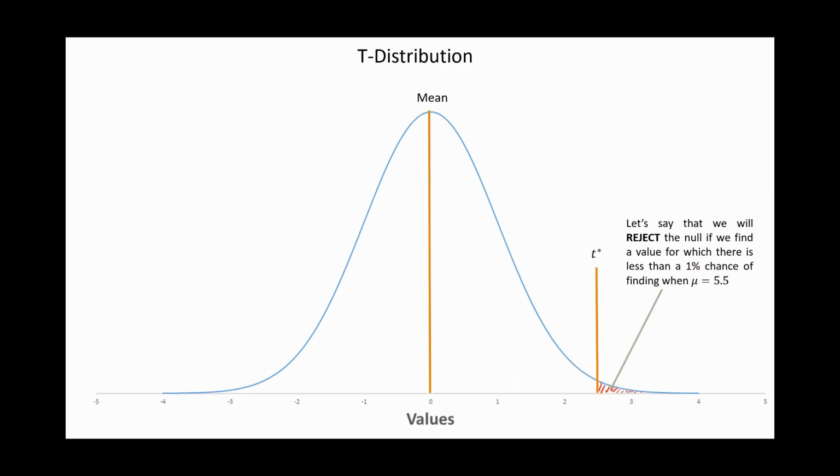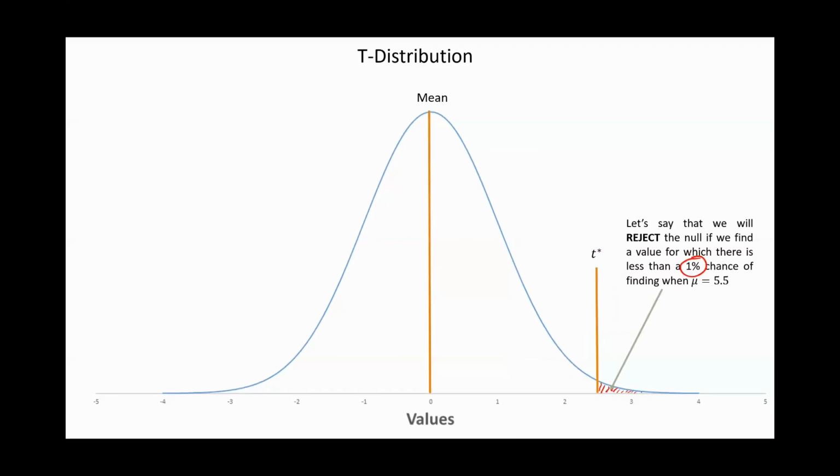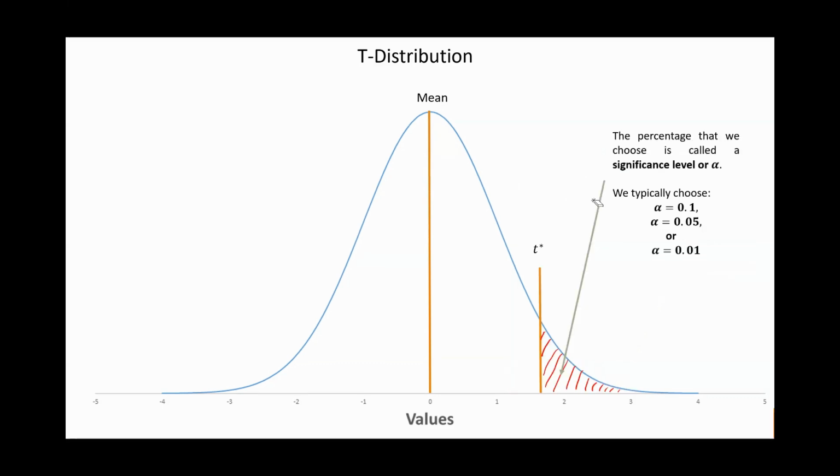But we could be really strict. We could set a cutoff of 1%. You can see how we keep getting smaller here. If we set a cutoff at 1%, we would actually fail to reject in both cases. That is, we would say this t-statistic is not unlikely enough for us to choose to reject, and so we're going to fail to reject. And so you get to choose. You get to decide the cutoff. You get to decide how extreme your t-statistic needs to be in order for you to reject the null hypothesis.